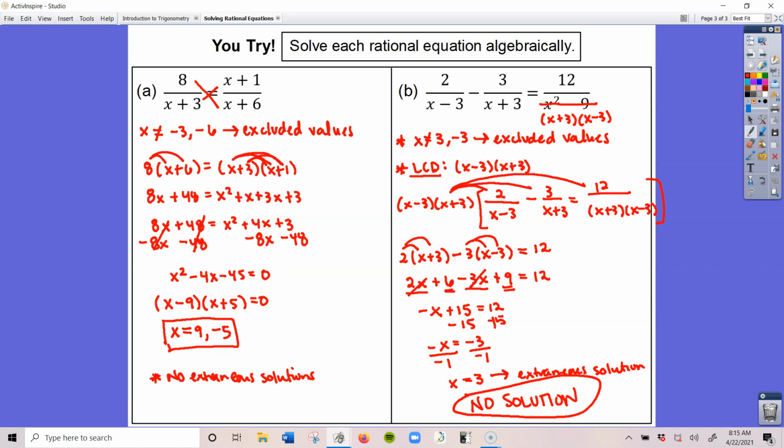So those are the three scenarios that you can have when you're solving a rational equation. Either you can have no solution, like in this example, because the one that you got was an excluded value. You can have two solutions because neither of these were excluded values. Or like in the other ones that we did, you can have one solution where one of the solutions that was given was an extraneous solution. And that's solving rational equations.